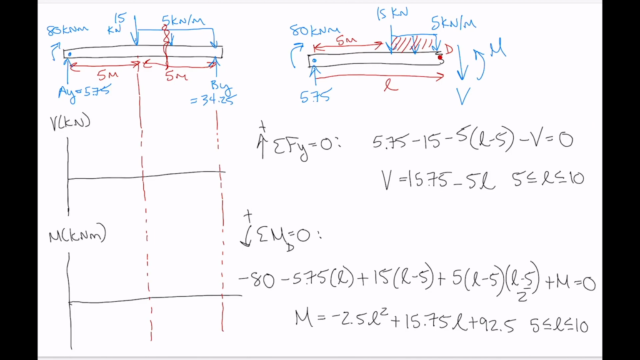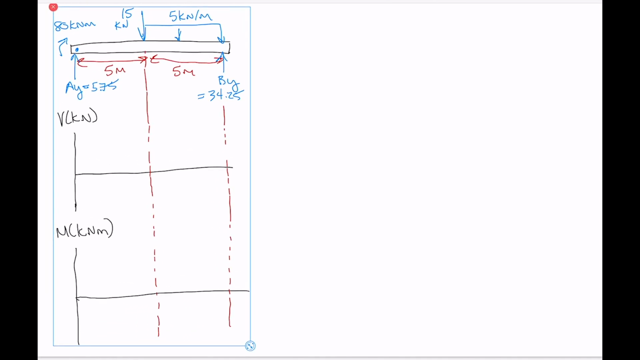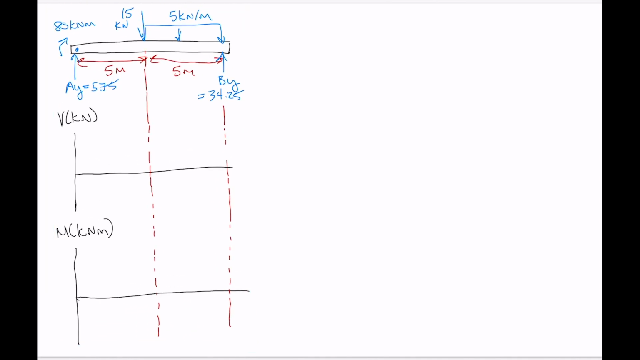Okay, so now we've got two equations for shear, two equations for internal moment, and we can use those equations to plot our shear diagram and our moment diagram. So let's go grab a new page here. Okay, and let's pop those diagrams on again. Okay, and then I'm just going to rewrite the equations for shear and moment that we had previously.